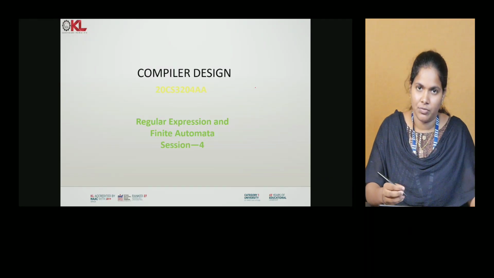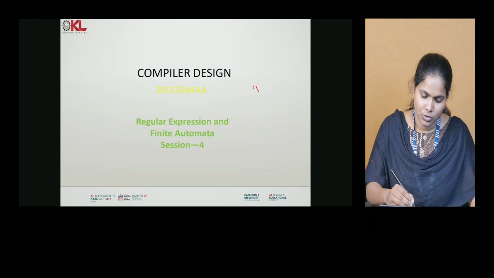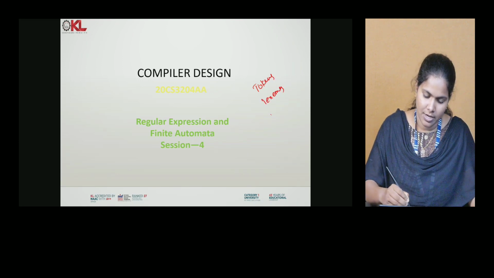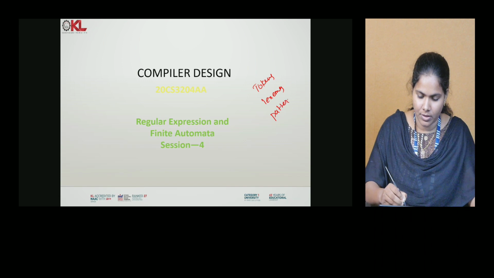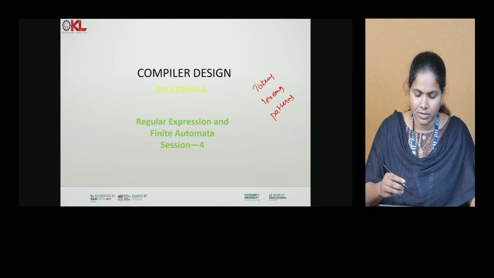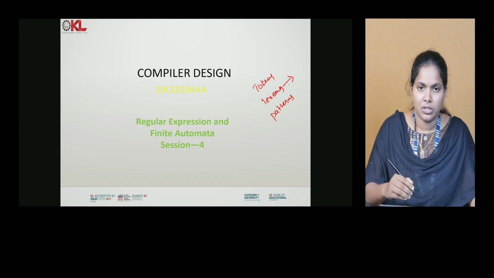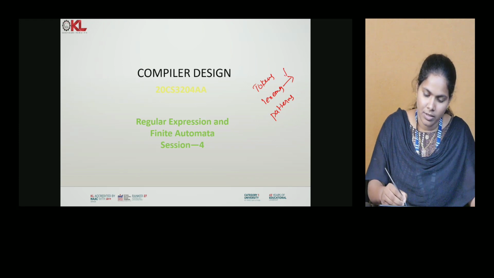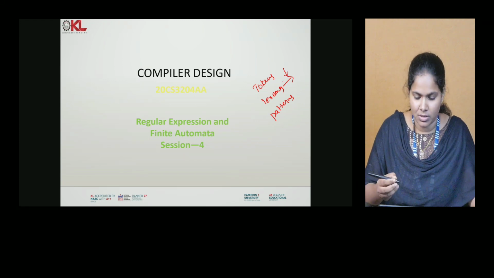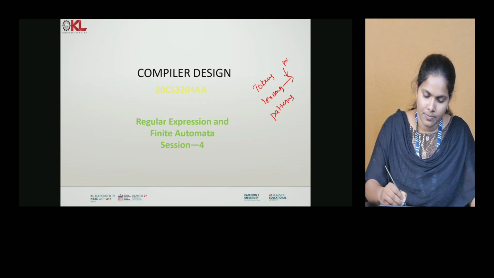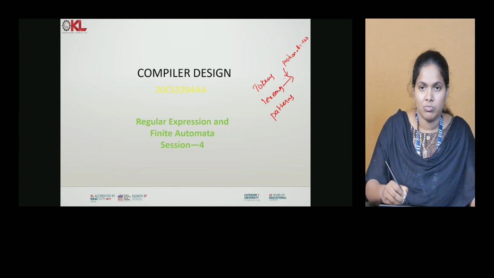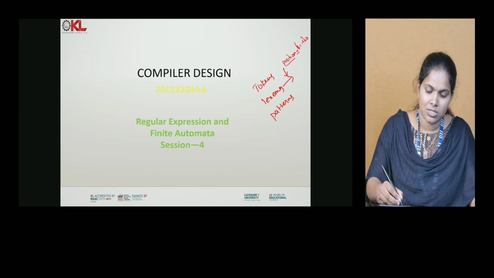So in the previous session we discussed tokens, lexemes and patterns, right? We discussed that whatever input is there will be divided into lexemes. Suppose position equals r1 plus 60. So what are the lexemes here? The position is one lexeme, the equals sign is one lexeme, r1 is a lexeme, and 60 is one lexeme.